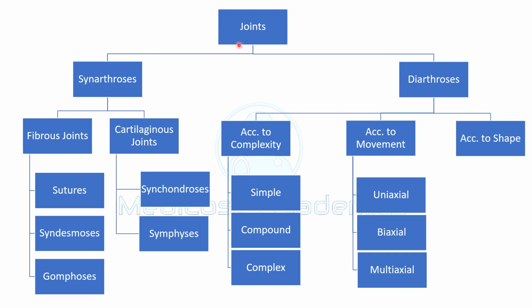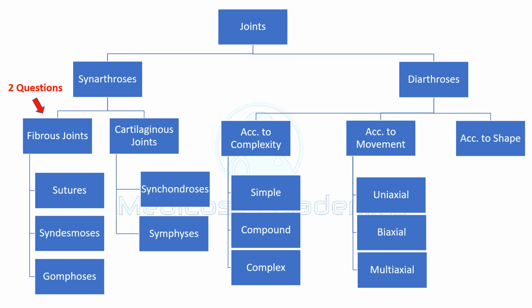Any point where two or more bones meet is known as a joint. It is further divided into synarthrosis and diarthrosis, and that is further divided in different steps. Rather than going into the detail in this particular slide, let's move on. This is the ultimate target that we must achieve by the end of this lecture. We will gradually build up this table as we move along the lecture.